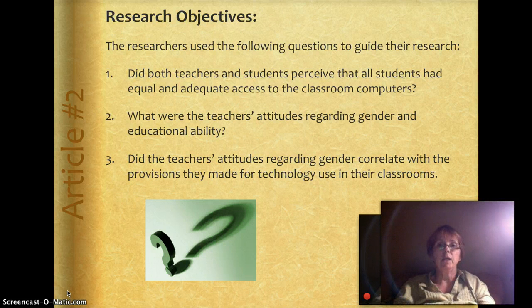The research objectives. The researchers used the following questions to guide their research. 1. Did both teachers and students perceive that all students had equal and adequate access to the classroom computers? 2. What were the teachers' attitudes regarding gender and educational ability? And 3. Did the teachers' attitudes regarding gender correlate with the provisions they made for technology use in their classrooms?